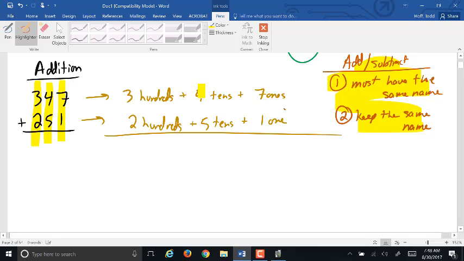Remember this here, each digit is a count and a name. This isn't just a 4, it's 4 10s. That 4 10s can only be combined with other 10s when we add or subtract. So lining up the columns is making sure we're combining digits with the same name.